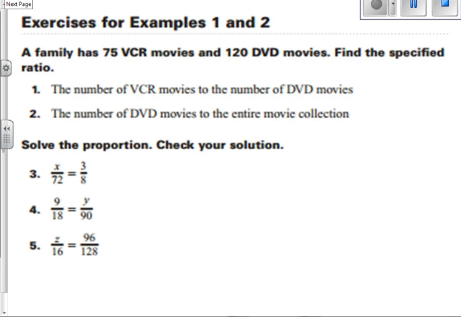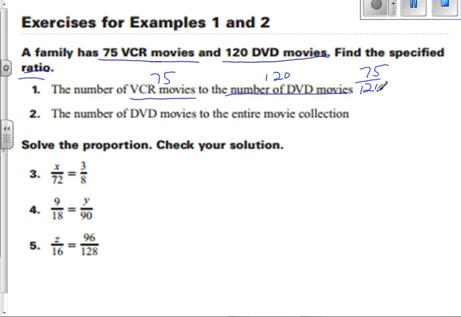Exercises for examples 1 and 2. All right, so this is you. The family has 75 VCR movies, 120 DVD movies. Find the specified ratio. So the number of VCR movies, we know that's 75, to the number of DVD movies, which is 120. If I wrote it in fraction form, it would be 75 over 120, and then you can reduce from there. If I wrote it in colon format, it would be 75:120, and you could still reduce from that.